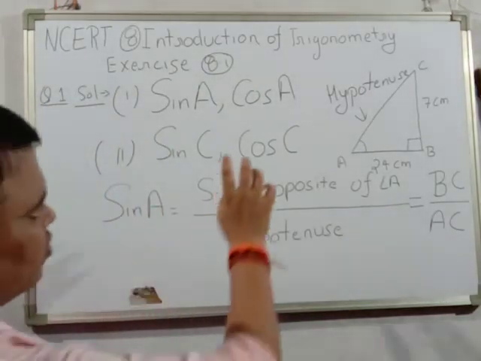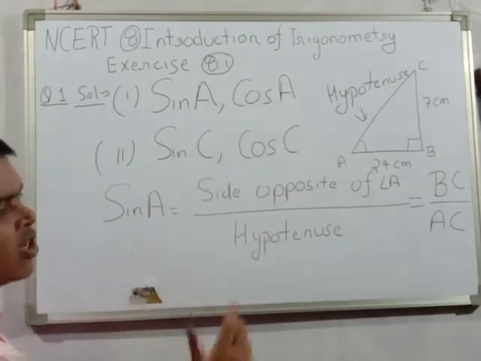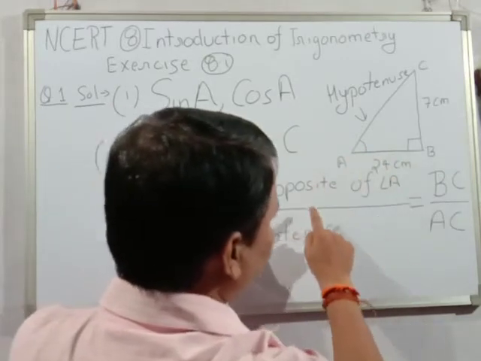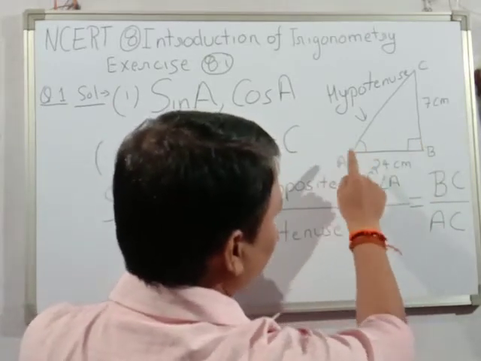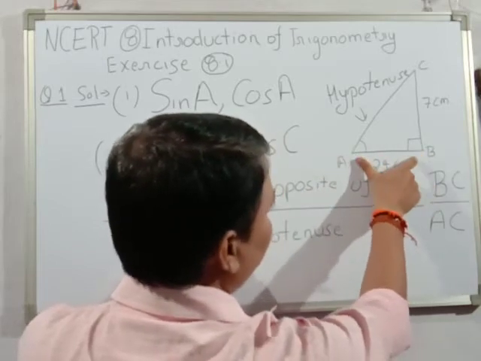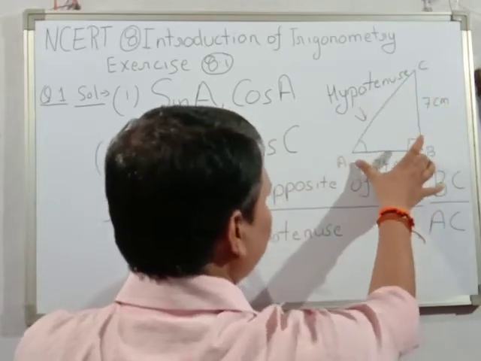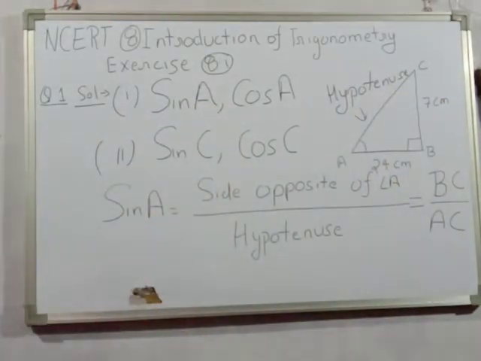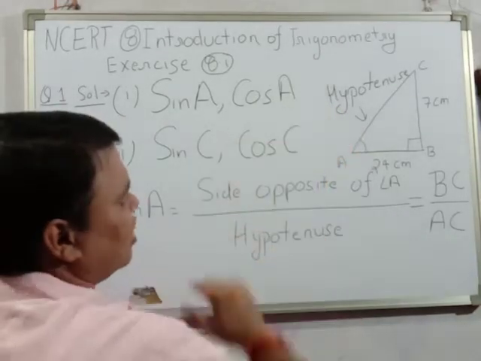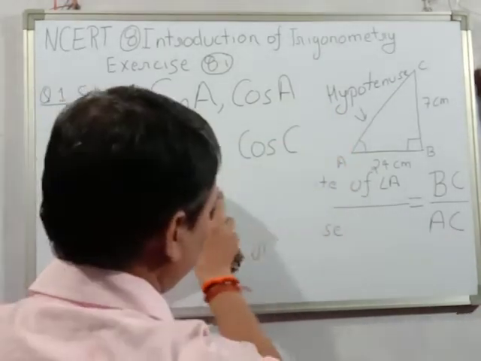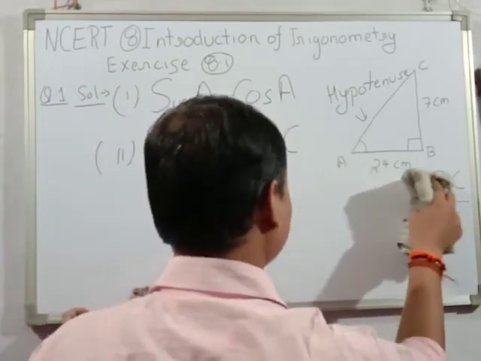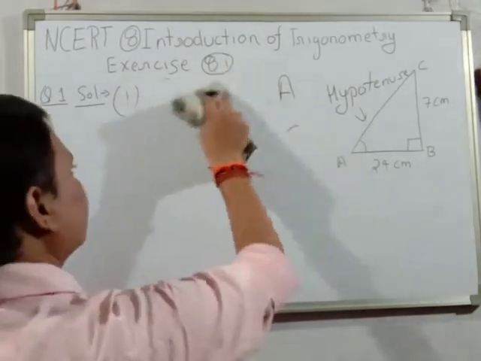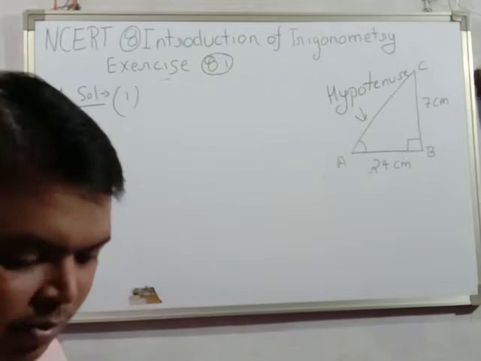Okay. Next for cos A. What is the formula of cos A? Cos A is side adjacent of angle A. Side adjacent of angle A means AB by hypotenuse AC, AB by AC. Okay. Now we are going to find hypotenuse by using Pythagoras theorem.